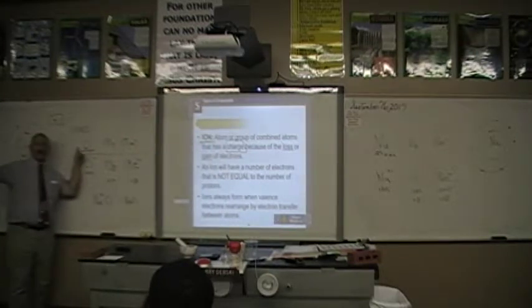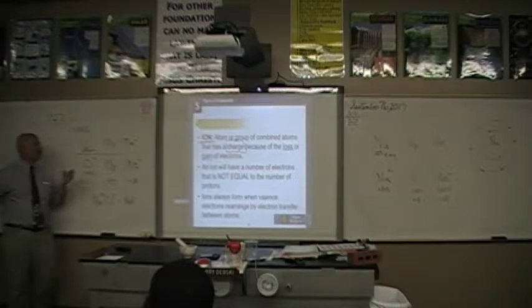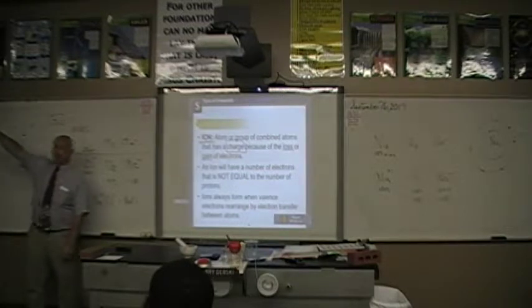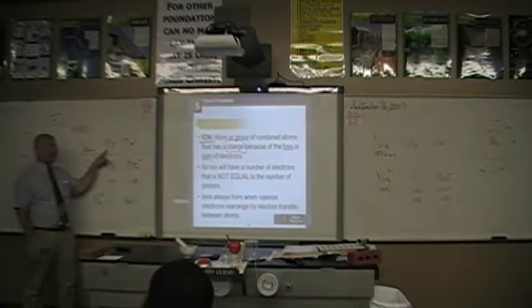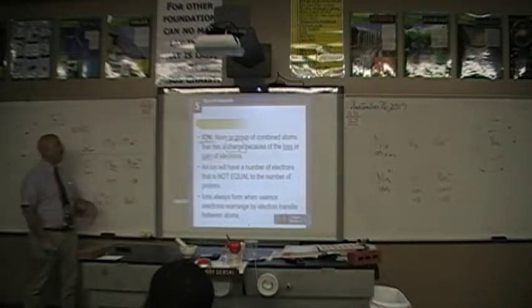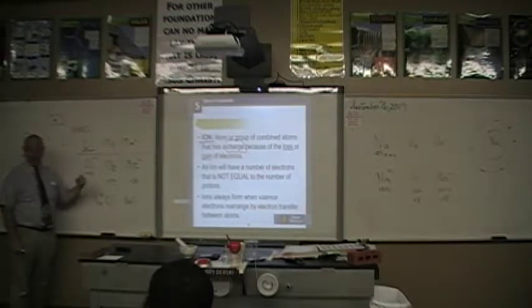Chlorine, if I just look on the periodic table, we learned how to do this in chapter 2. Its atomic number is 17. So if I ask you how many protons it has, everybody tells me 17. How many electrons does it have? 17. So that's chlorine as an atom.